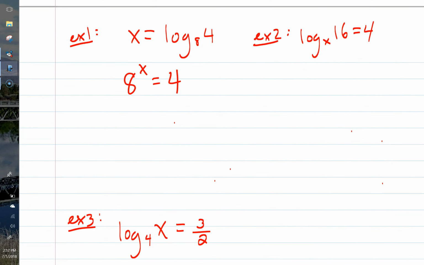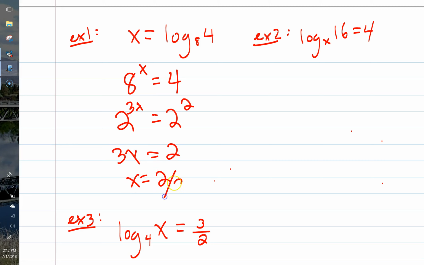Now the actual solving of this is going to be a little trickier, but we did this in the last section. 8 and 4 can both be written as base 2. 8 is 2 to the third, 4 is 2 squared. Now that they have the same bases, we can solve it by setting the exponents equal and x is equal to about 2/3.